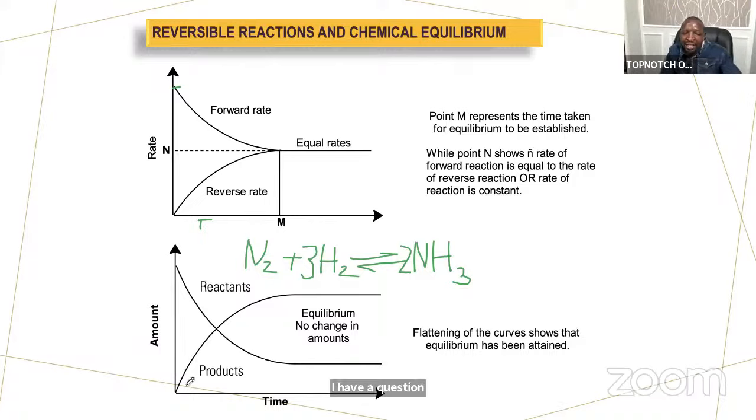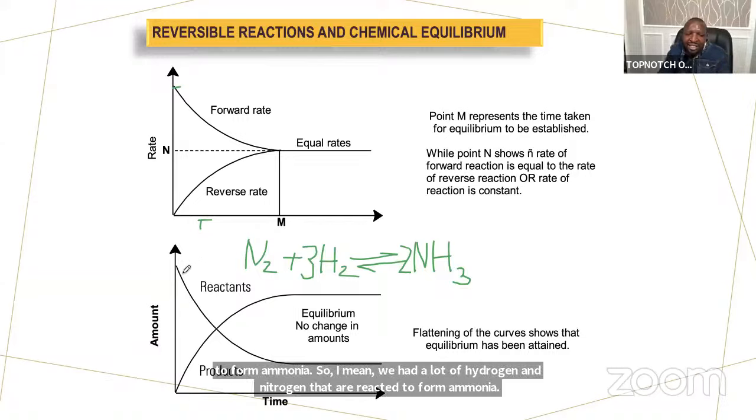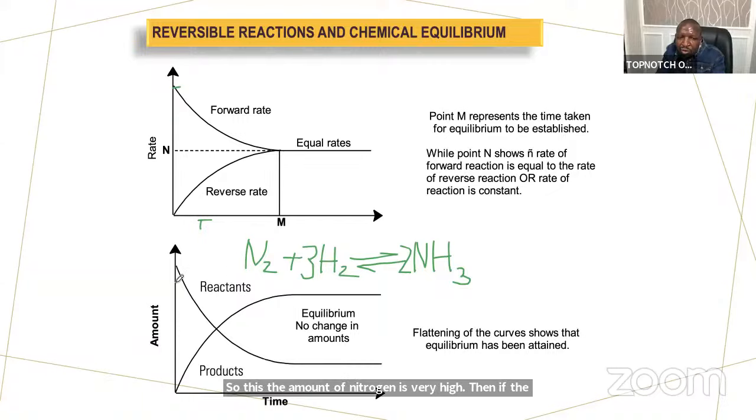Then, as the reaction proceeds, ammonia starts getting formed. So you see its amount keeps increasing until it stops changing. The reactants started off being many. We had a lot of hydrogen and nitrogen that reacted to form ammonia, so the amount of nitrogen and hydrogen is very high. Then as nitrogen starts to be converted to ammonia, the amount of reactants starts to decrease until a point is reached whereby they no longer change. Remember, at the equilibrium point, the amount of reactants and the products do not change.